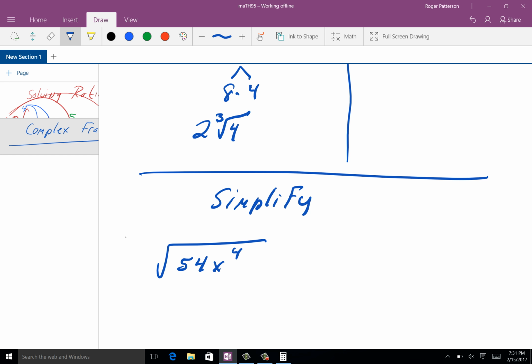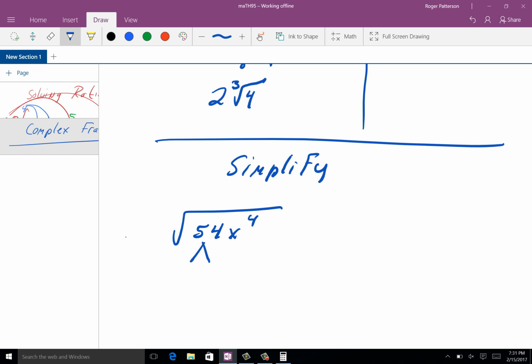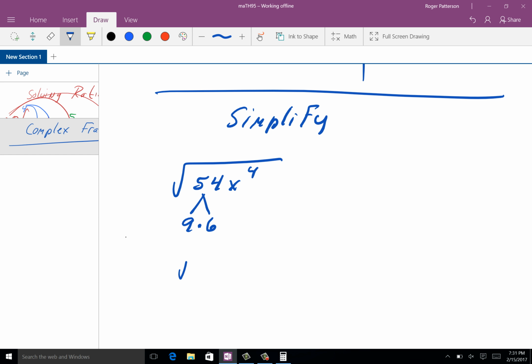So what I want to do is find the largest perfect square that goes into 54. I'm still going to break that down. What's the largest one that goes into 54? 9 does? 9 goes in there how many times? 6. Okay, so the 6 is going to stay underneath the square root, and then what's going to be on the outside as far as the number is concerned? 3.